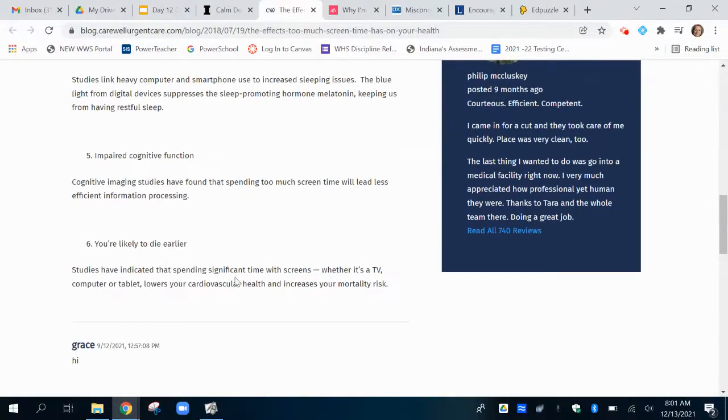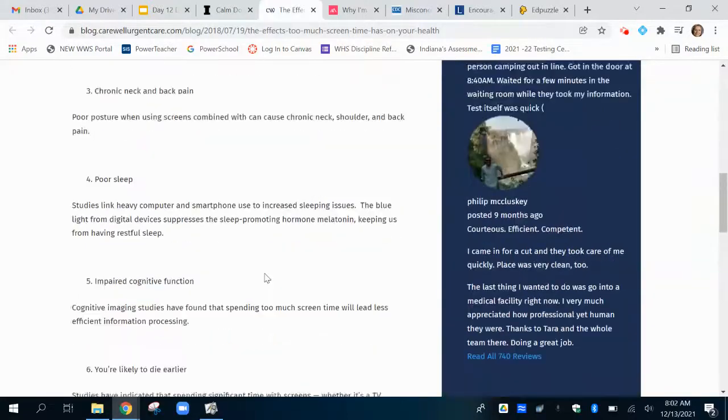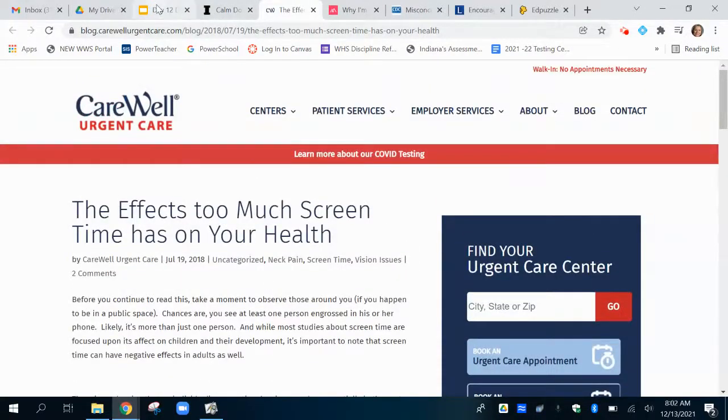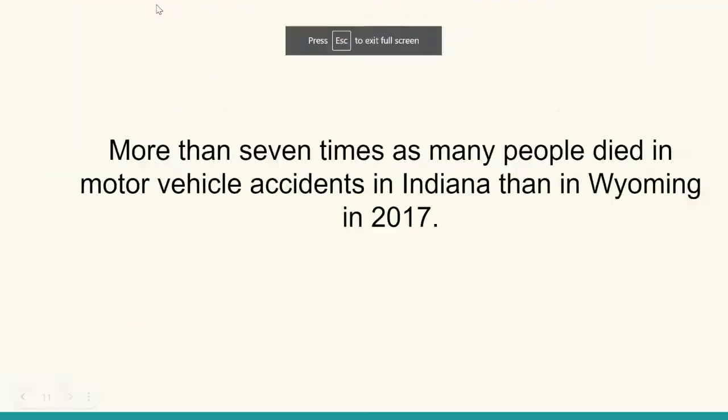Okay, studies have indicated that spending significant time with screens, whether it's a TV, computer, or tablet, lowers your cardiovascular health and increases your mortality risk. But is that a cause or is that a correlation? Right? Most likely that's just a correlation. It's just saying that people who maybe are sick watch more TV. But we don't have anything to back that up of how that data was collected. We don't know if that's done with an experiment. So those are some things we might want to consider as we are looking at those.